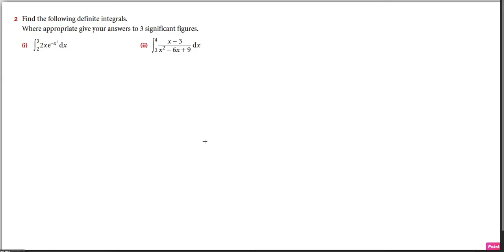Integrals where the appropriate give you answers to 3SF. Okay, so next, integrating between 2 to 3 of 2x e to the power of negative x squared.